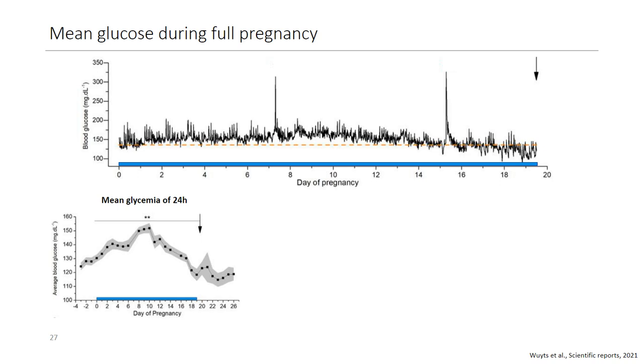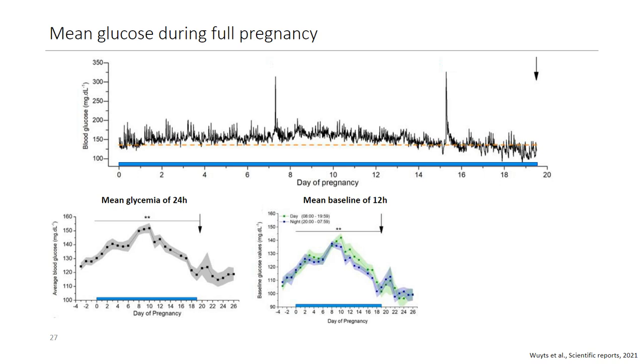But then, of course, we can also measure the mean glucose values during the full pregnancy. And if we take the average per 24 hours, we actually observe an increase and then a decrease, where the point where this changes from increasing to decreasing is embryonic developmental day 10. And this is also around the time that the pancreatic beta cells start to adapt to pregnancy and start proliferating.